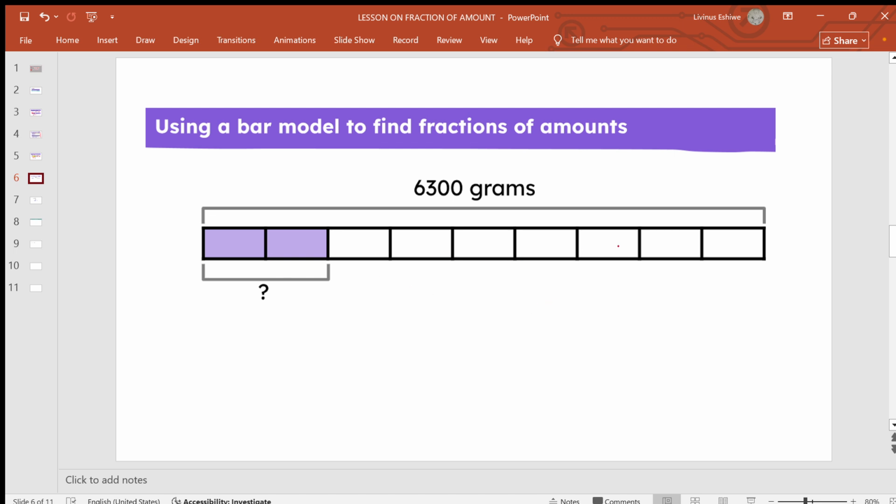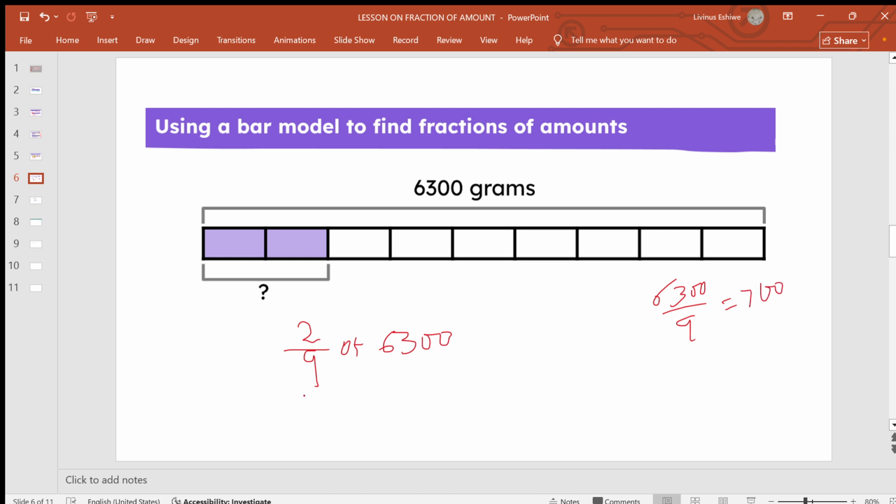First of all, count the number of parts. How many are they? There are 9 parts, like you can see, and then 2 have been shaded. So the question can be placed in this form: 2 of 9 of 6,300. So it's more similar to the previous question. So what we do here is we divide 6,300 by 9, like we have been told before, and that will give us 700 clearly. Good.